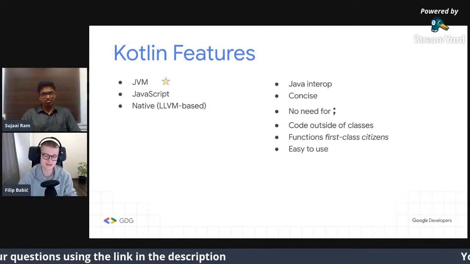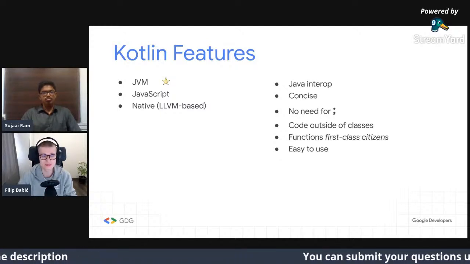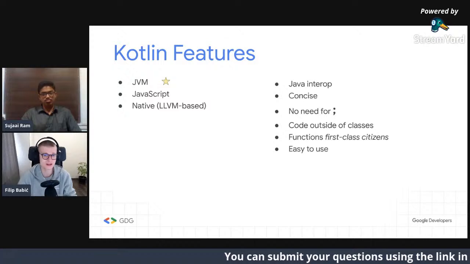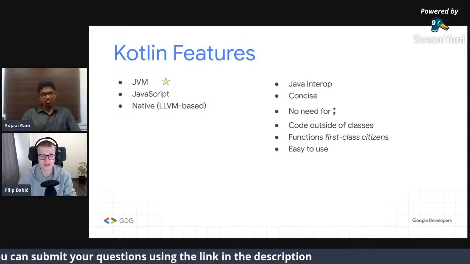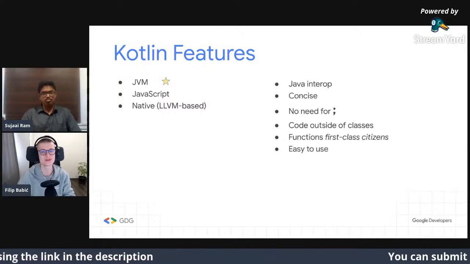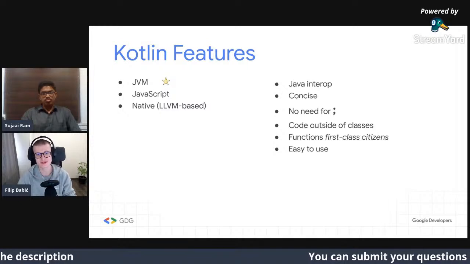One of the things that makes it so awesome is that it has really strong, or like 100% Java interop, which means that you can write Kotlin code and use it in Java, or you can write Java code and use it in Kotlin. You don't really have to do a lot of work to make things work between those two languages. It kind of does it on its own.